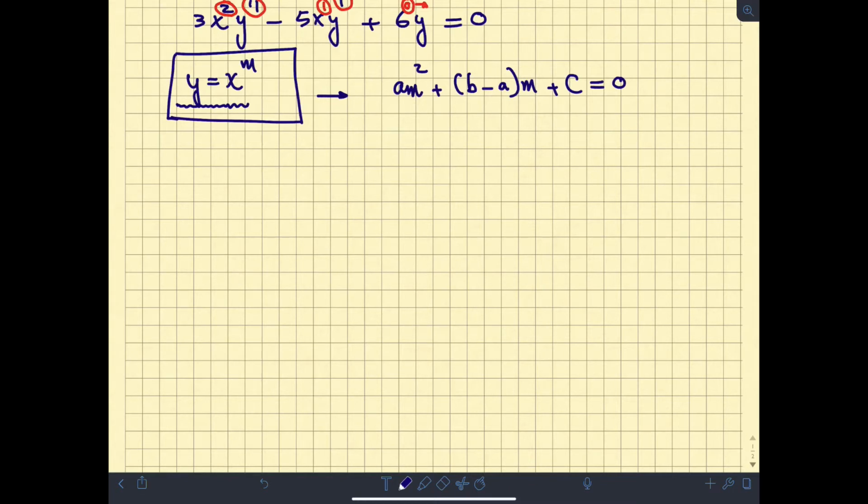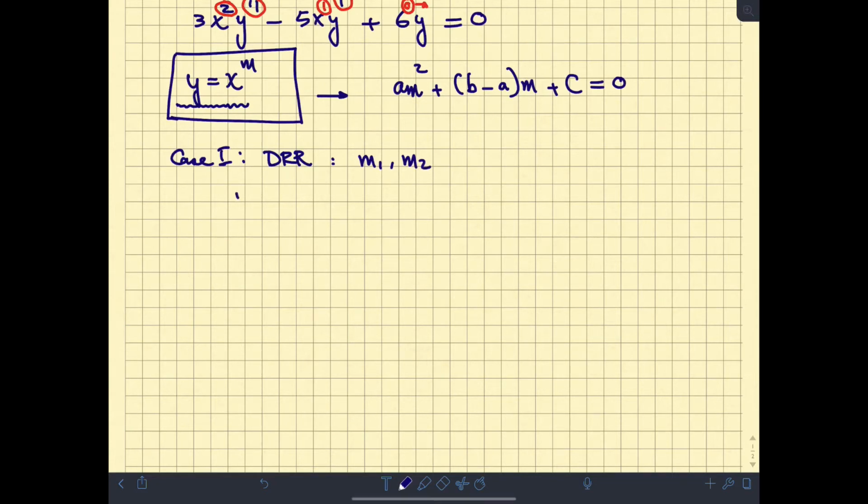Now, if the characteristic equation for the Cauchy Euler gives you distinct real roots, I'm going to call it case 1. So you solve a second order differential equation, the characteristic equation for it, and you get distinct real roots. Your roots are going to be m1 and m2, and they're going to be distinct and real.